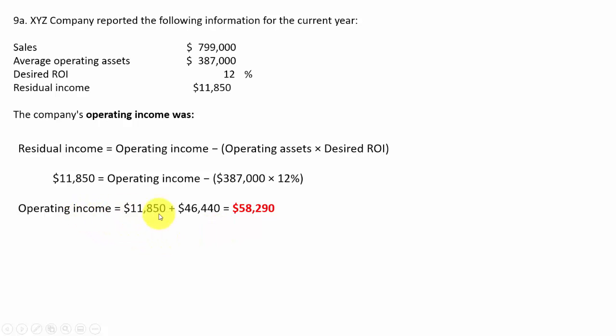The operating income will be the $46,440, which is this 12% times 387, plus the $11,850, and this will give us a total of $58,290. And you can check yourself by saying $11,850 is equal to the $58,290 minus this $46,440, and that's correct.